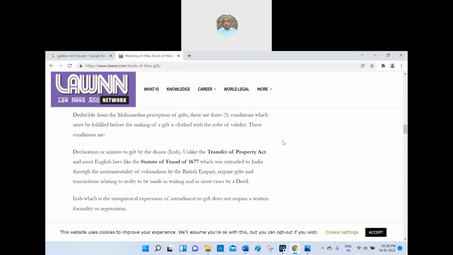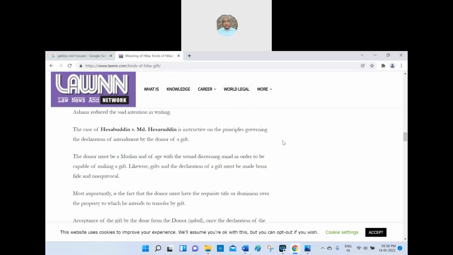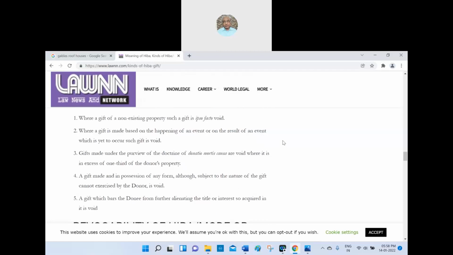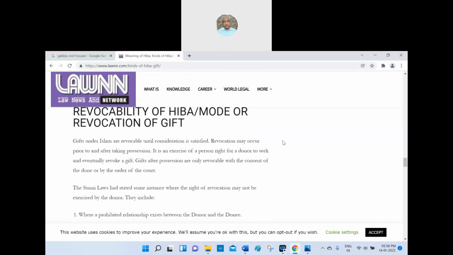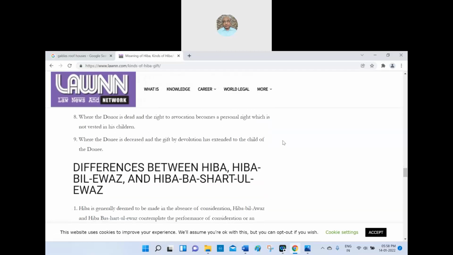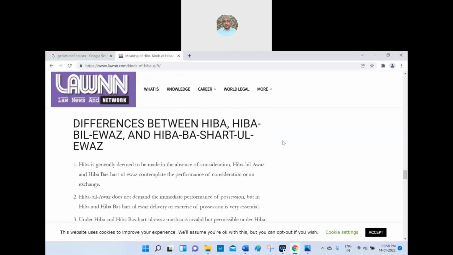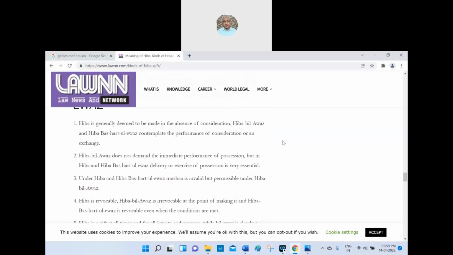Essentially, we already dealt with it, so we need not do it again. Of course, some of the case law we covered there, and some of the cases are given here. With this, we will wind up. And of course, here he has given the difference between hiba-bil-ewaz and hiba-bi-shart-il-ewaz. In hiba-bi-shart-il-ewaz, something should be given back, then only it will be considered. Otherwise, it will not be considered. That we will see.